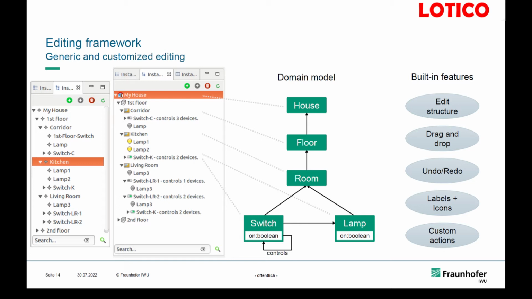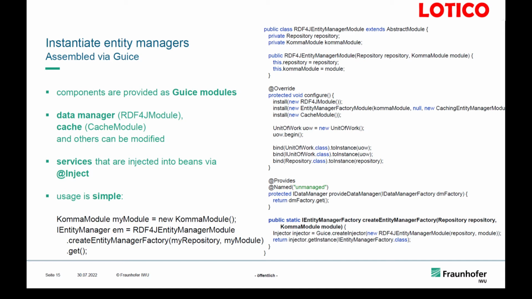Built-in features are, for example, you can edit those structures in a tree view. You can use drag and drop. You have undo, redo. You have labels and icons, as I already said, and you can integrate custom actions. Now, maybe, and this is the last question: how do you instantiate the whole stuff? How do you instantiate the entity managers?